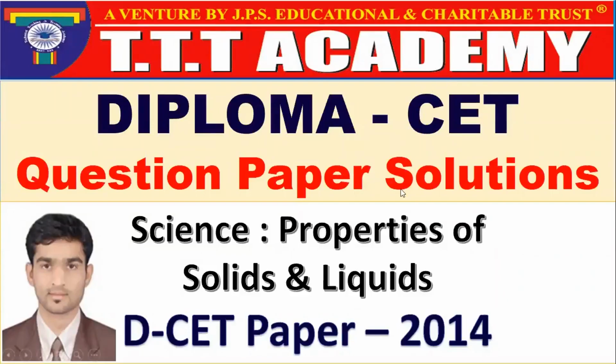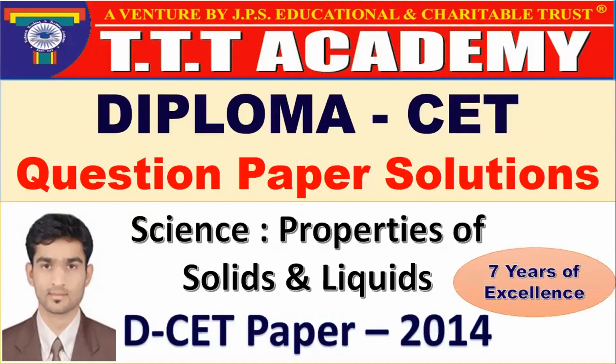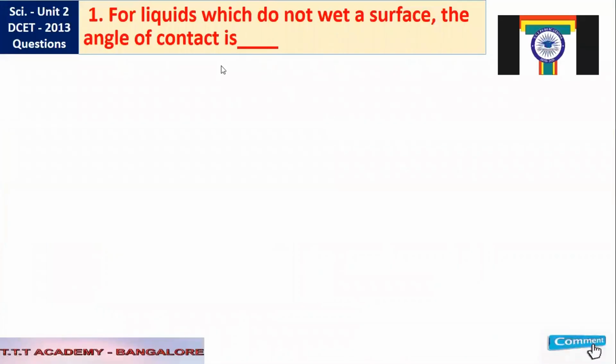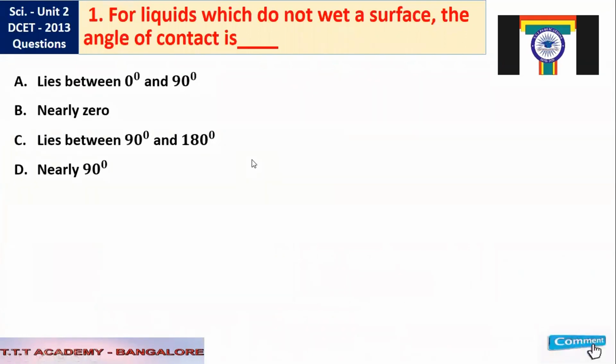In this video, I'm solving DCET 2014 paper questions from the properties of solids and liquids chapters. Very first, I'm going to start with a question: for liquids which do not wet a surface, the angle of contact is dash. Here we have different options: lies between 0 degree and 90 degree, nearly 0 degree, lies between 90 degree and 180 degree, and nearly 90 degree.